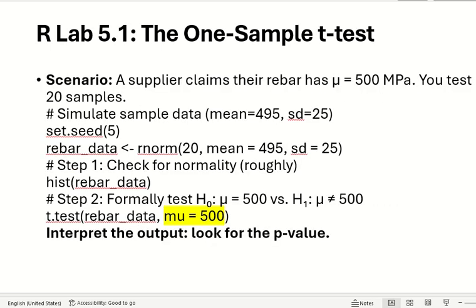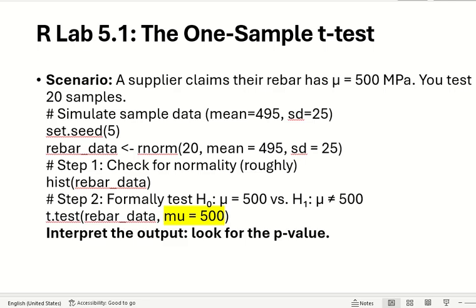This is where we stopped, I believe, because we didn't want it to go into R at that time. So a supplier claims that he has rebars, meaning rebars is what? Steel bars. He is claiming that the mean strength of my reinforcement bar is 500 megapascal, and we want to take 20 samples to test his claim, his hypothesis.